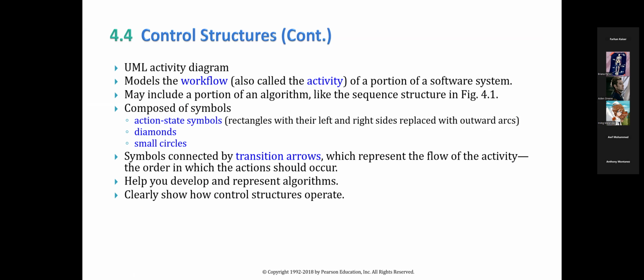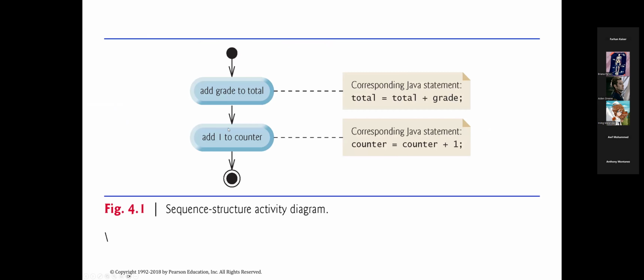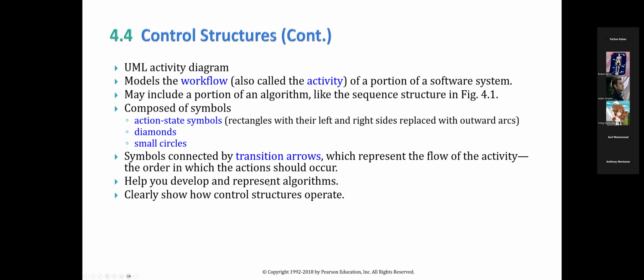For the control structures, it models the workflow. We also call it the activity of a portion of a software system. It is composed of symbols like action state symbols, diamonds, small circles, and symbols connected by transition arrows. Here, those are transition arrows, meaning transition to a different state, and they also represent the flow of the activity. It helps you develop and represent the algorithm and clearly show how control structures operate.